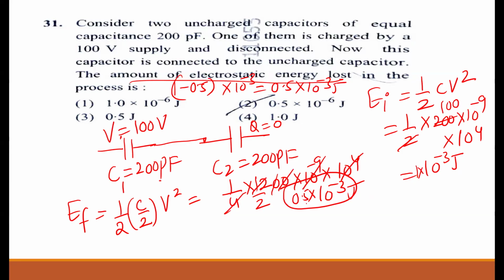So here we have 0.5, 6 actually, because this is 4, 5, 6. They are asking in terms of pico into pico, no? So that would be 0.5 into 10 power minus 3 joules would be the answer.